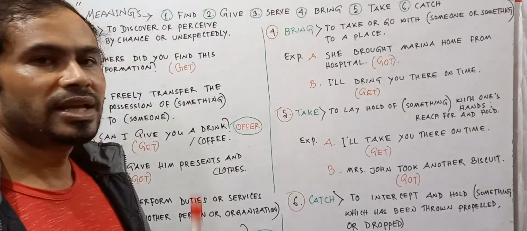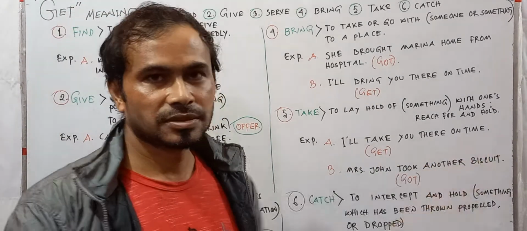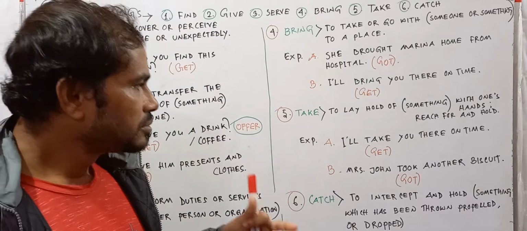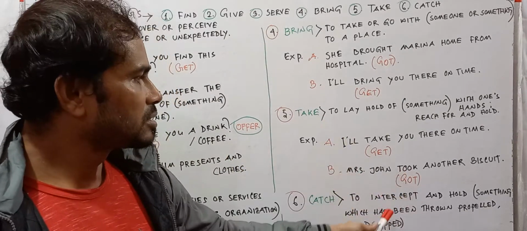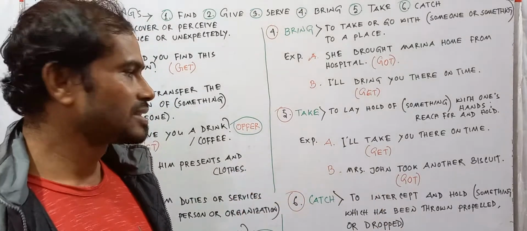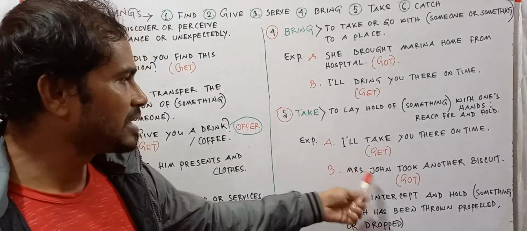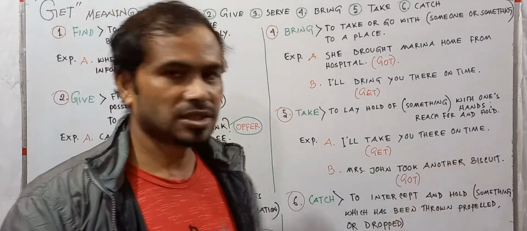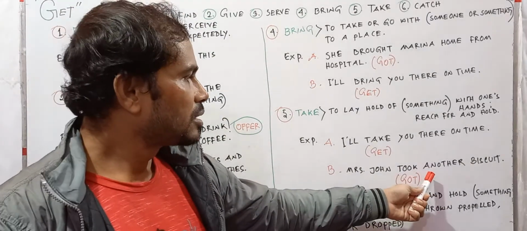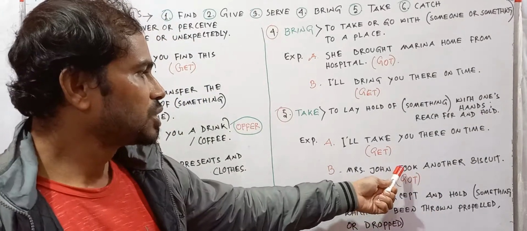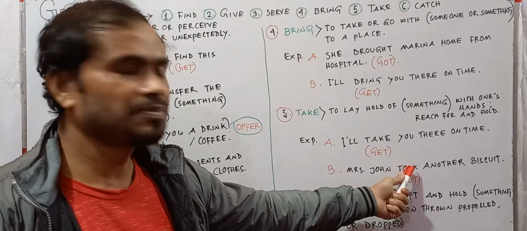Okay, so the next statement is Mrs. John took another biscuit. Okay, so instead of using take, we will use get in this statement as a verb. Okay, so the sentence is Mrs. John got another biscuit. Here you see also got is a past form, because took here is a past form. That's why we have to use got in this statement as a verb.